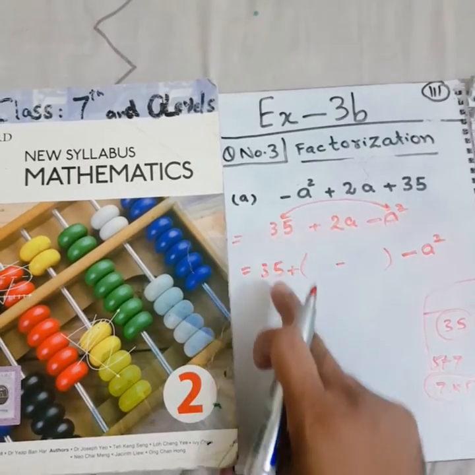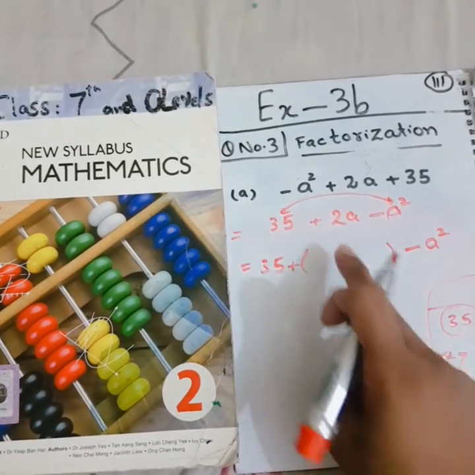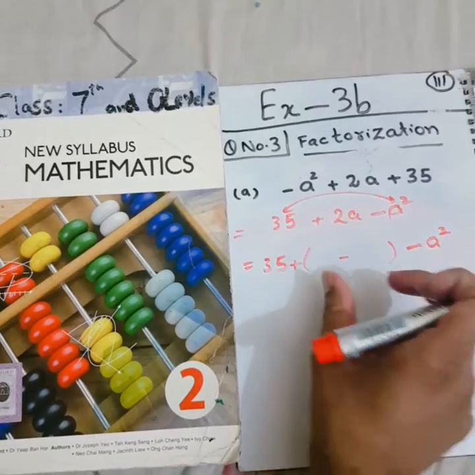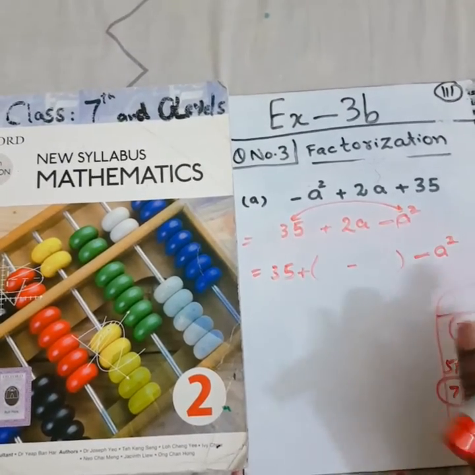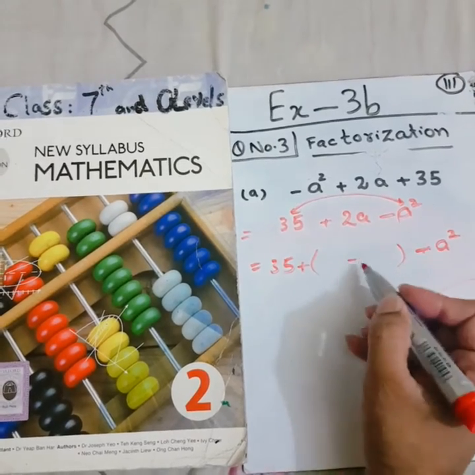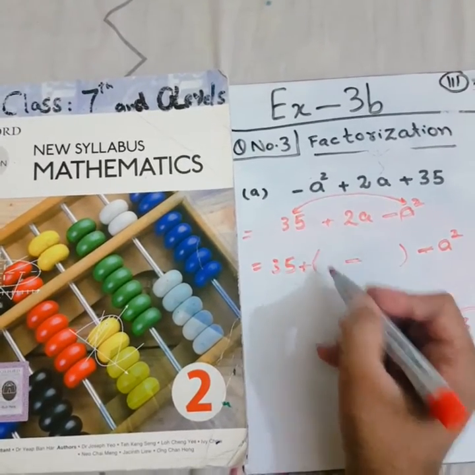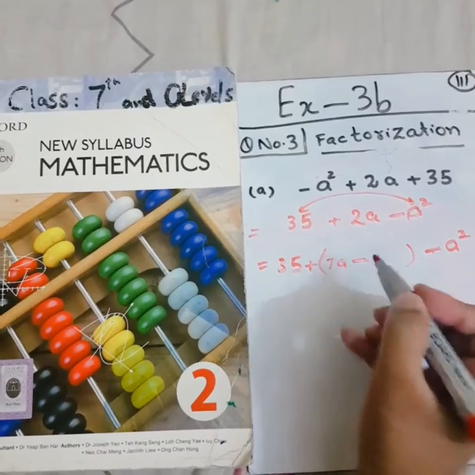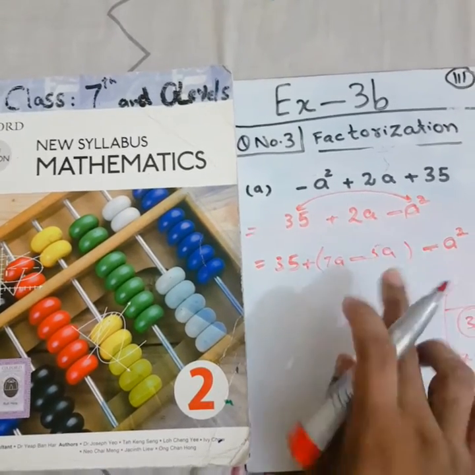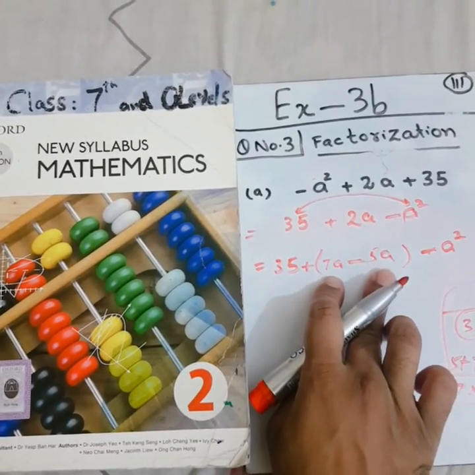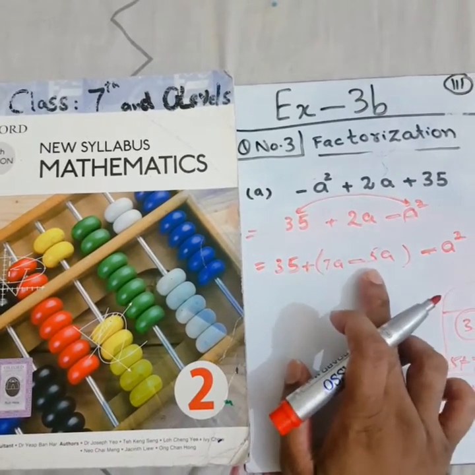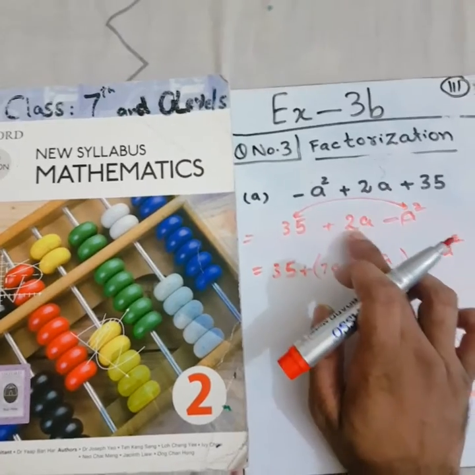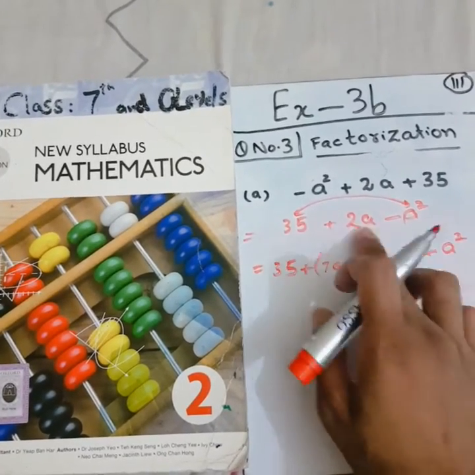So you have written 35 as it is, minus a square as it is, and the space you have left is for 2a. You shall not write the middle value here. You will place this negative sign in the middle here. So place the bigger value 7 in the start: 7a minus 5a, these are two such values. By multiplying these two values, you shall get 35, and moreover, if you add or subtract both of these values, you will get this 2a. 7a minus 5a will be 2a.